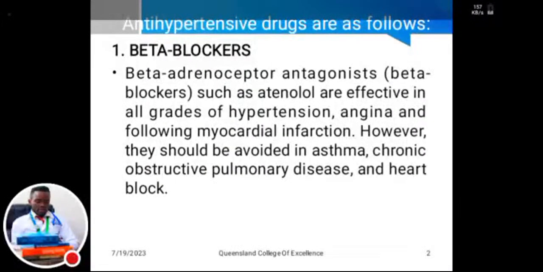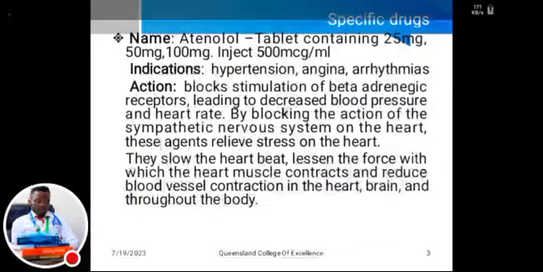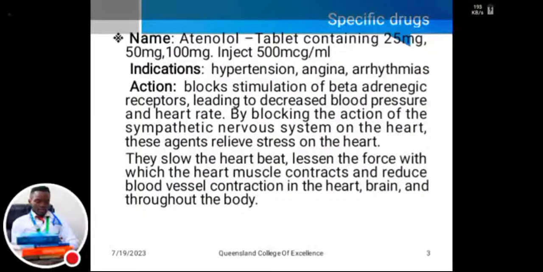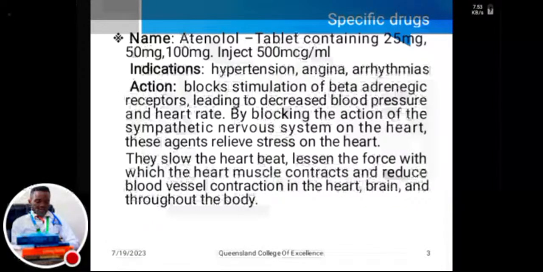In chronic obstructive pulmonary disease, as well as heart block, we don't give beta blockers. Now, let's look at the specific names of these beta blockers. The first one is atenolol. Atenolol is in the form of a tablet. It comes in 25 milligram, 50 milligram, as well as 100 milligram.